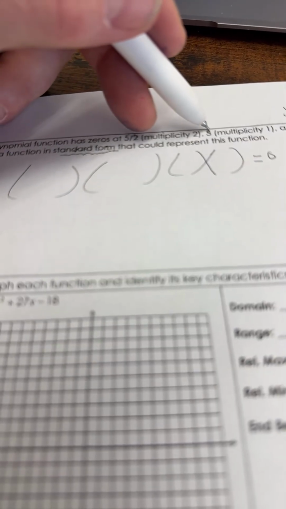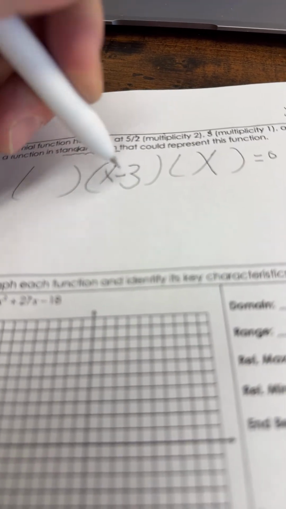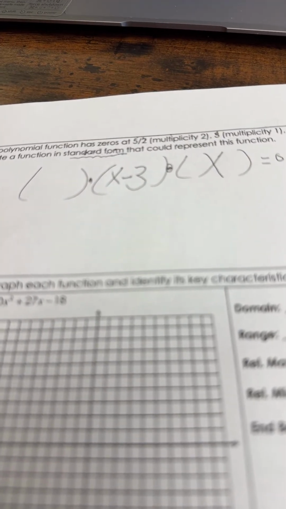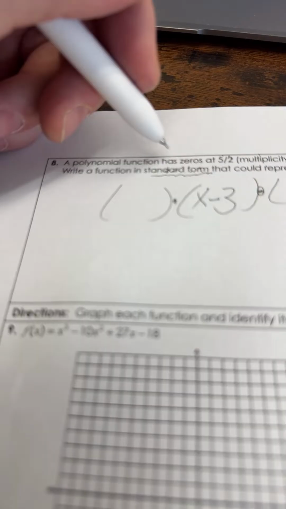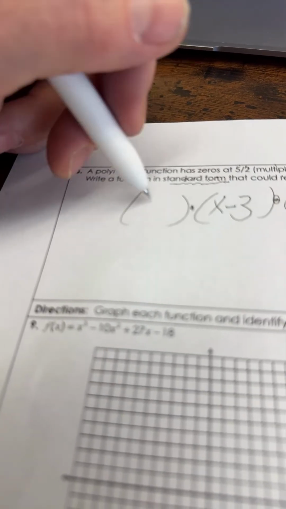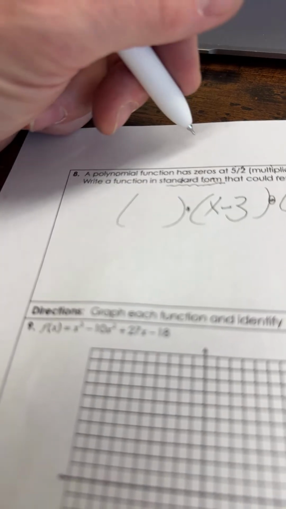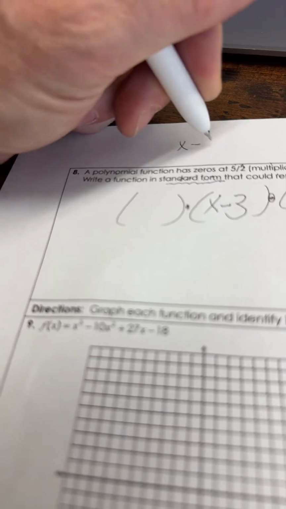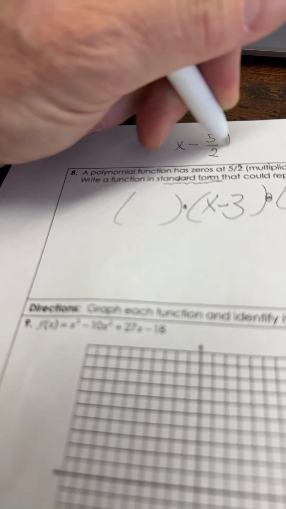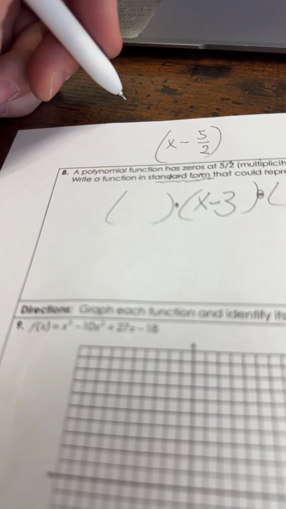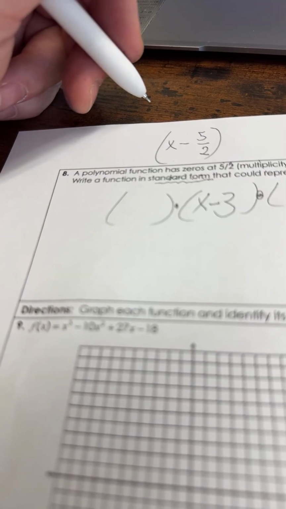This one is a 3, so it's x minus 3. This is all multiplied together to give you some function. And this one here is x, and it's a positive 5 over 2, so it's x minus 5 over 2. I wrote it up here for a reason, because we don't like fractions.